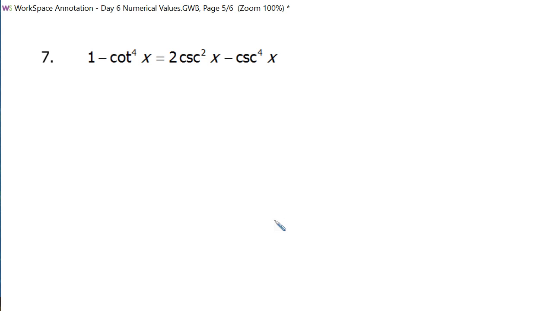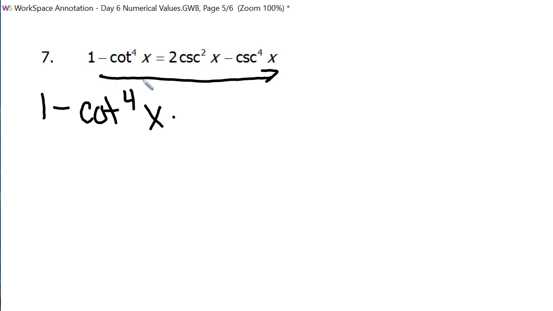Okay, next example, number 7, we have 1 minus cotangent to the 4th power of x. Now, I mentioned earlier this week that if you see a trig function that's higher than a power of 2, it probably needs a factor. So let's do this one left to right as well. So let's start with 1 minus cotangent to the 4th power of x. So if it's higher than a square, it probably needs a factor. So how can I factor that? 1 minus cot squared times 1 plus cotangent squared. Yeah, that's the difference of squares. So we'll have 1 plus cotangent squared of x.